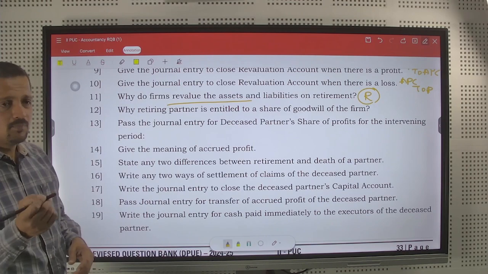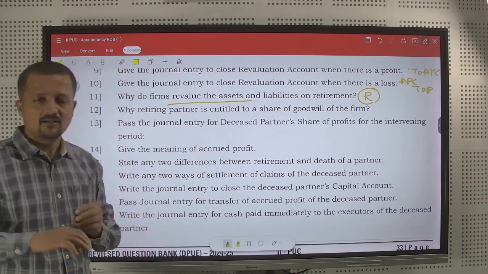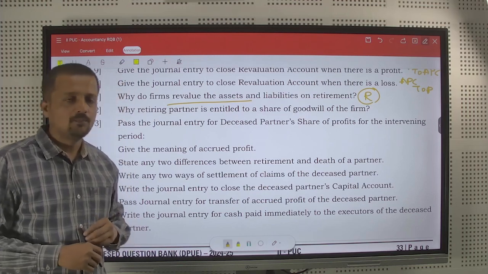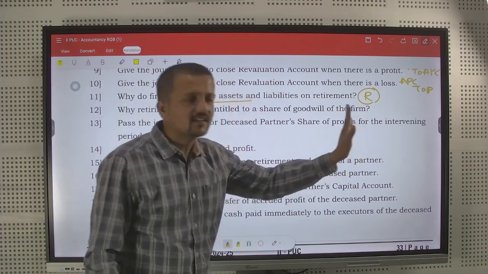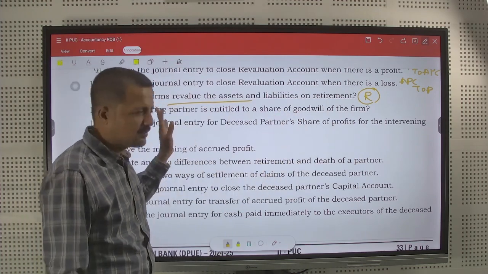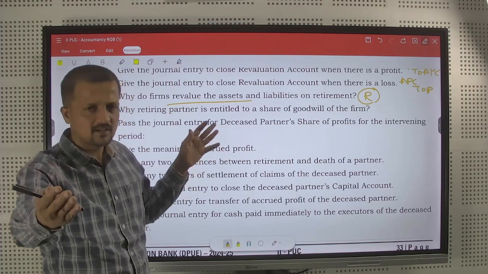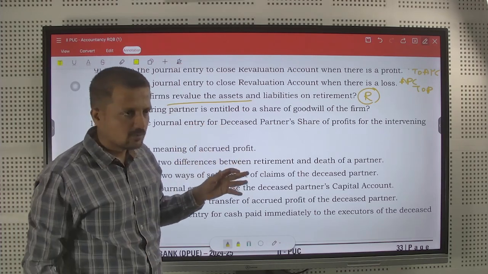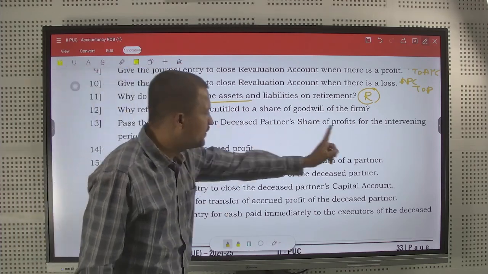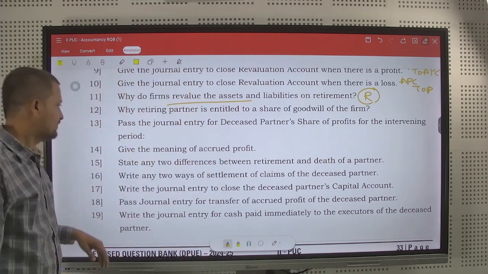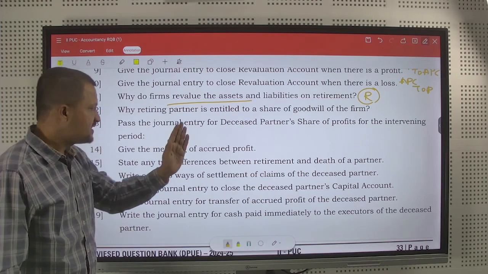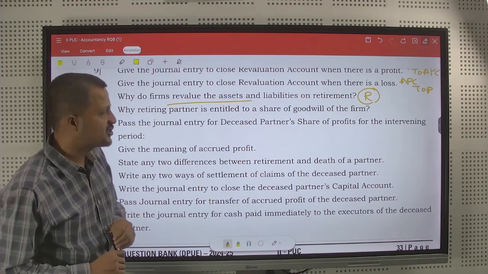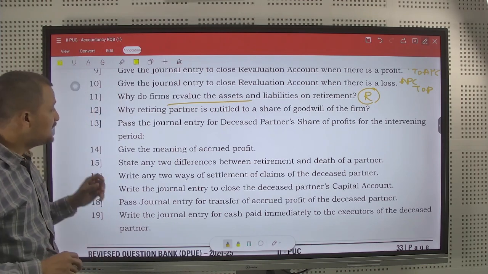Or you can even put, because that is not mentioned in the NCIT, that's why I'm not putting it. So the goodwill is earned over the years, or with best surveys, we have learnt so many factors affecting the goodwill, and that is because of the efforts of all the partners. That's why he should get his share of goodwill. Pass the journal entry for deceased partner's share of profits for the intervening period.